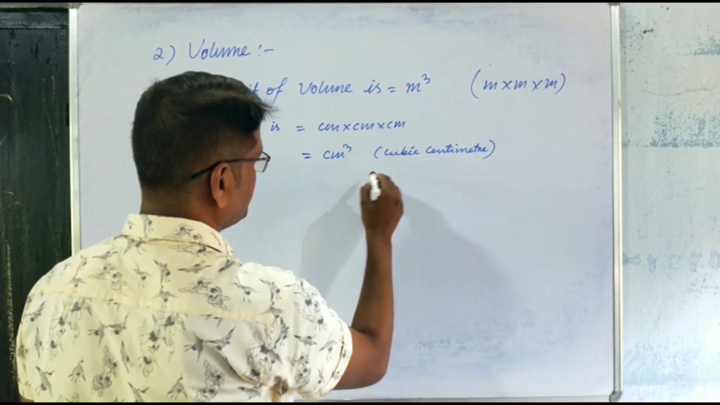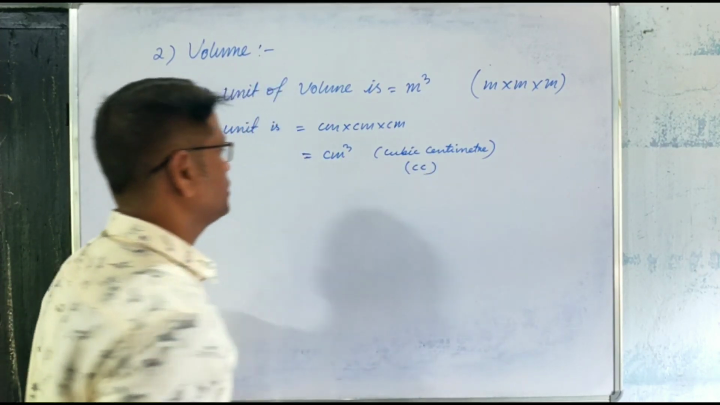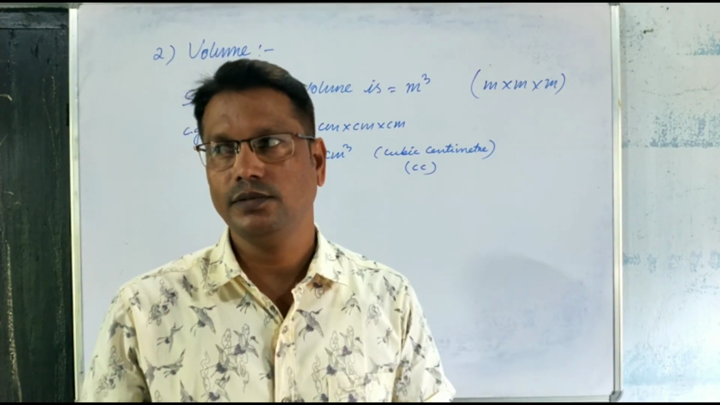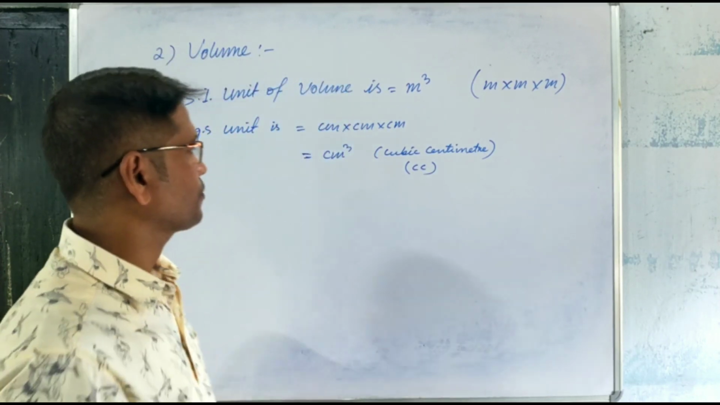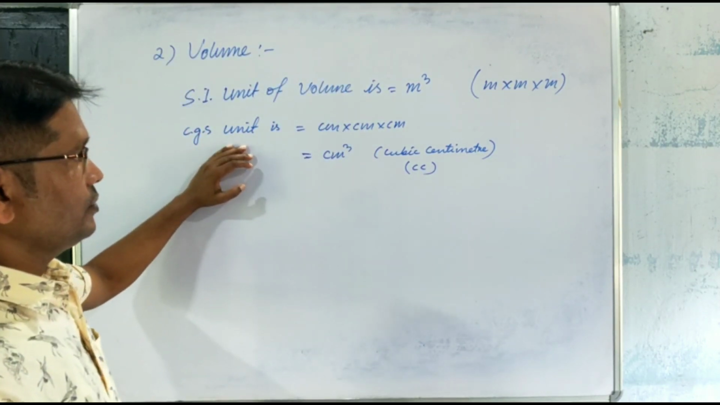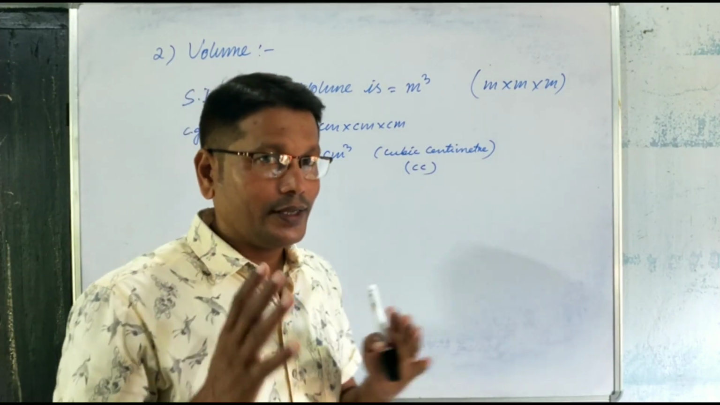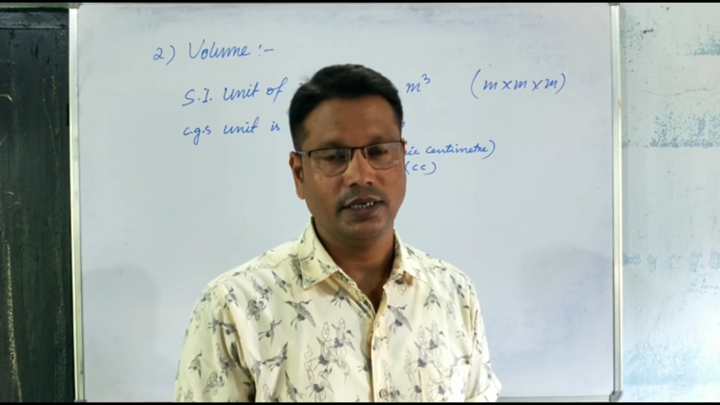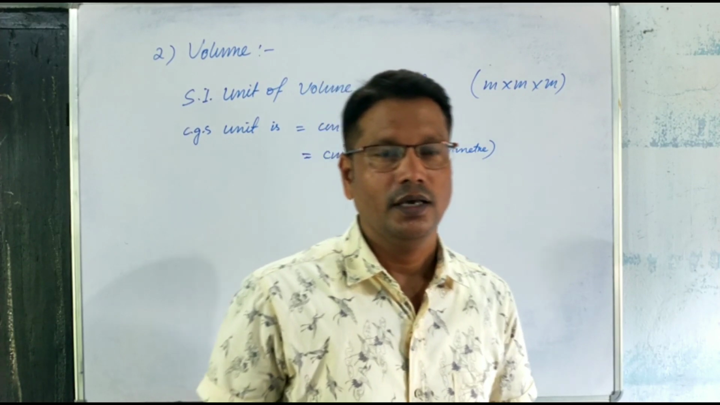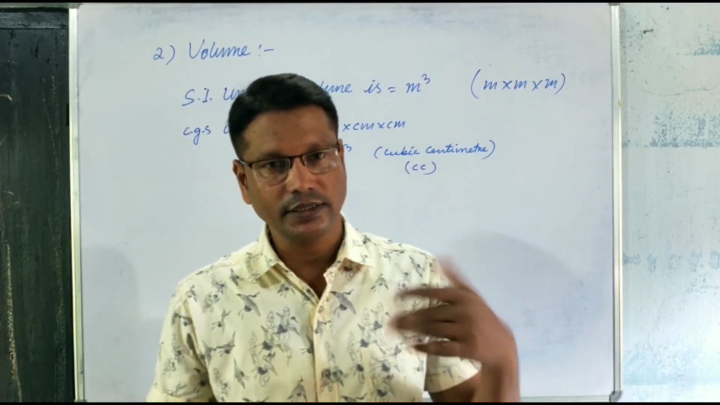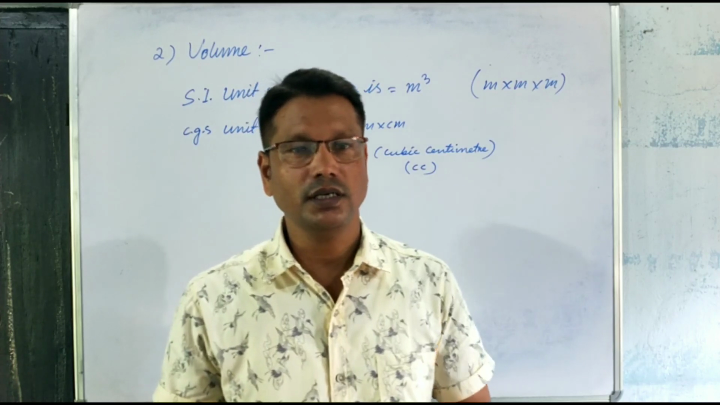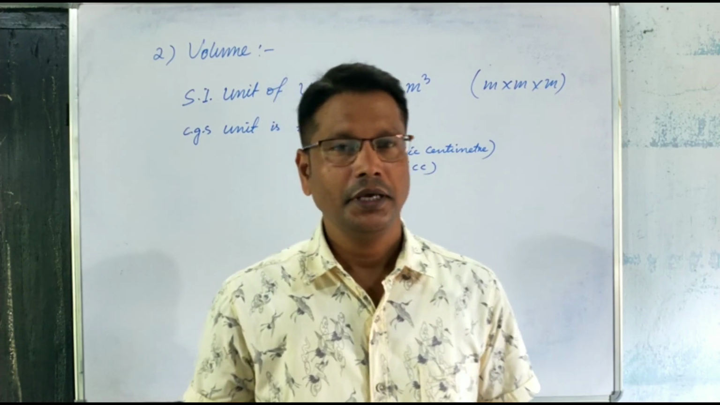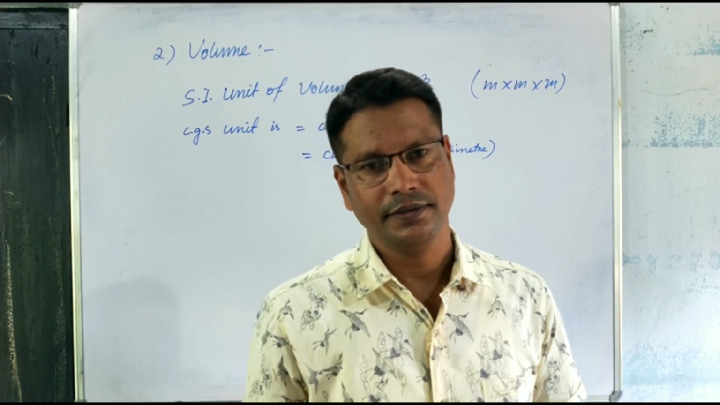So in short, it is written as cc. So sometimes it is also called cc. That means cubic centimeter or centimeter cube. But another traditional unit for volume is used. That is liter. You know, for liquid substances and gaseous substances, volume is expressed in liter. Now, what is 1 liter?